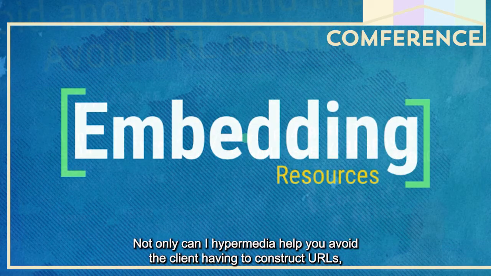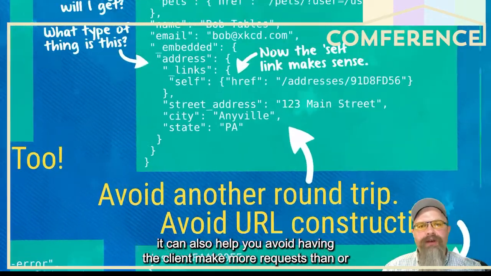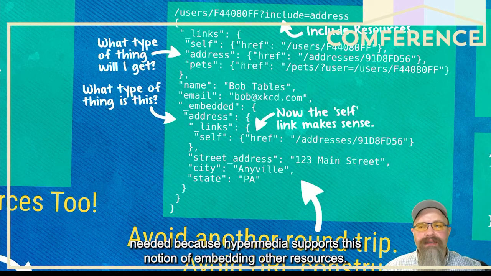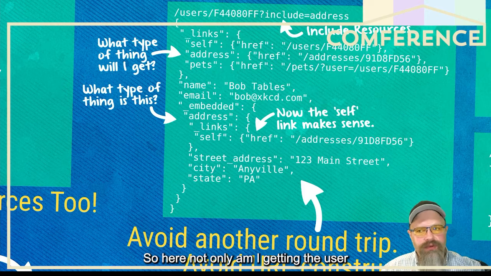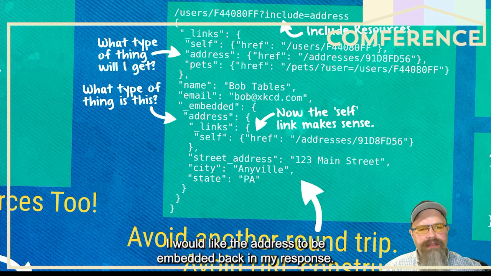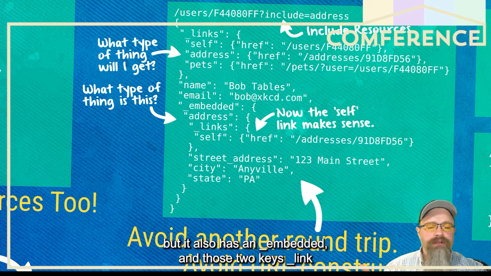Not only can Hypermedia help you avoid the client having to construct URLs, it can also help you avoid having the client make more requests than are needed, because Hypermedia supports this notion of embedding other resources. So here, not only am I getting the user back, but I'm also saying I don't want to traverse the links to get the address. I would like the address to be embedded back in my response. So now our response not only has _links, but it also has _embedded.